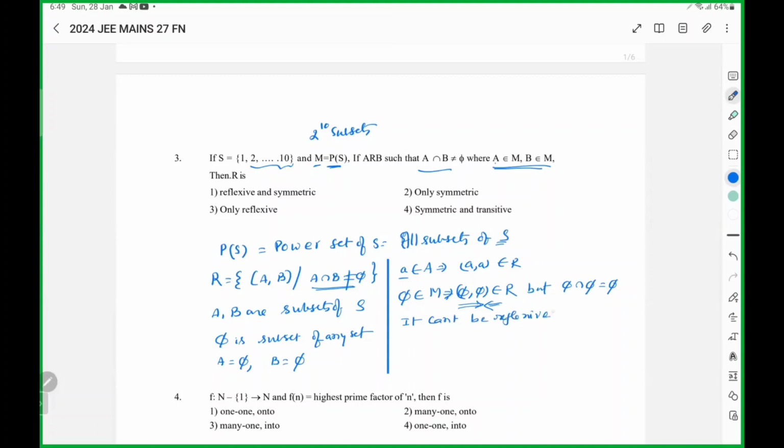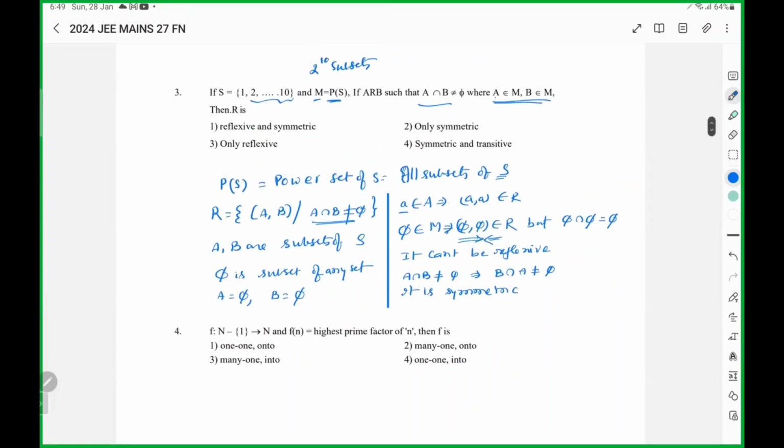To disprove it, one example is enough, so I took one example here. And whenever A intersection B is not empty, since A intersection B is the same as B intersection A, that means it is symmetric.